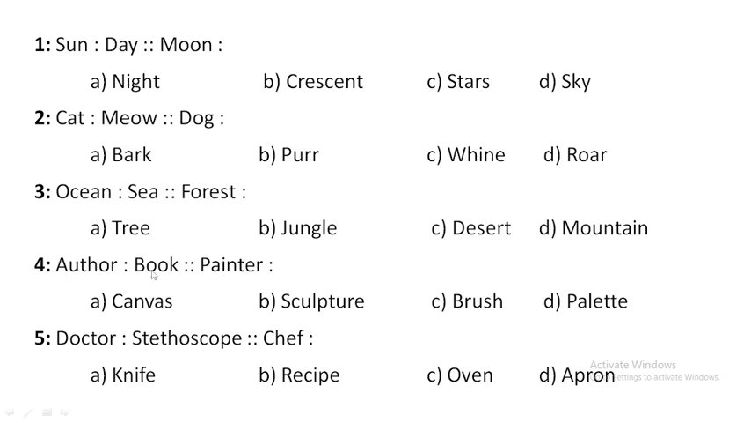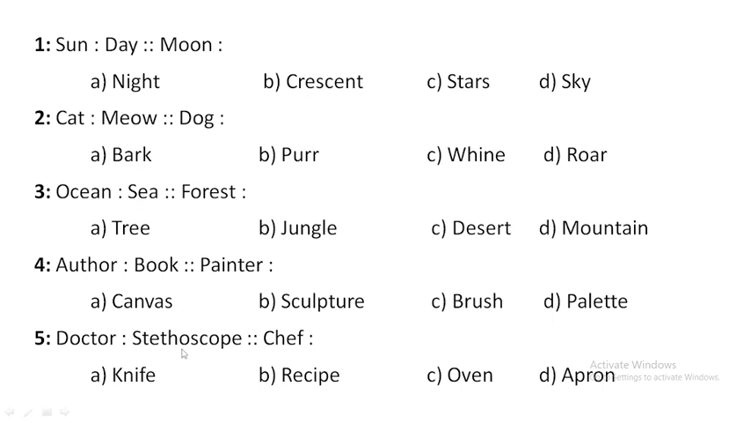Next, fifth one, doctor, stethoscope. Here look at it. Tool. Doctor uses stethoscope. Chef uses knife to cut. Okay, this is tool. Recipe, oven, apron. Okay, knife would be the tool, so it should be the appropriate answer for the fifth question.